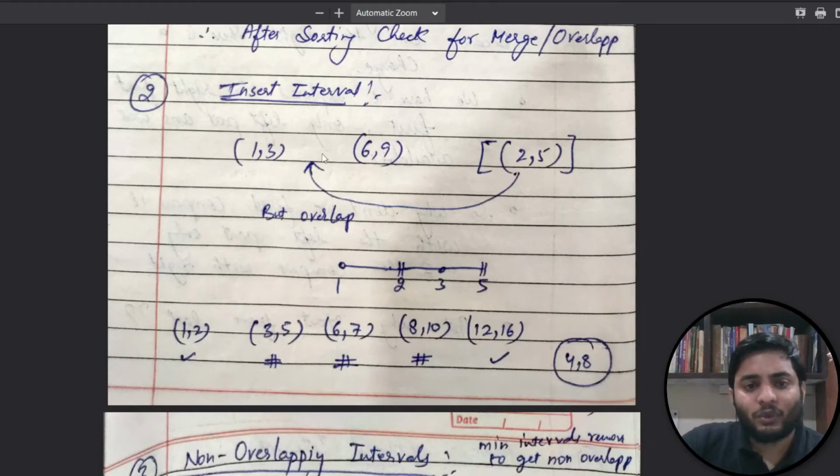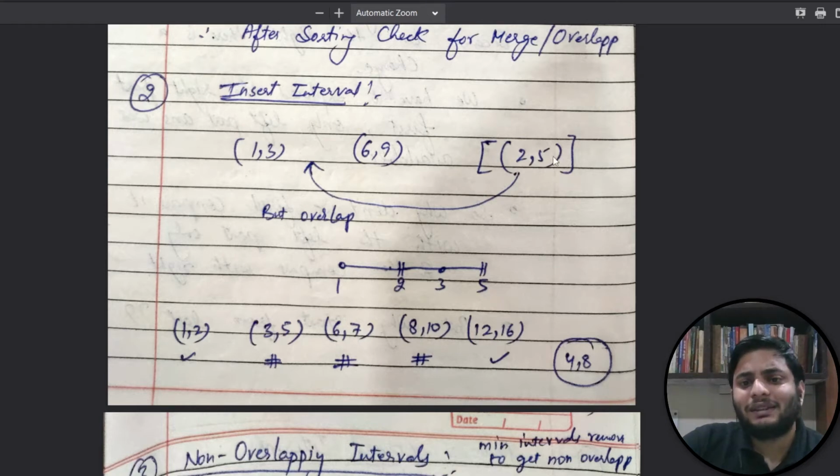The next question is insert interval. We are given some intervals and we need to insert one interval into them. Say there is 1 to 3 and this is 2 to 5, so there is overlapping between them. I showed that on a number line, 1 to 3 and 2 to 5, there is overlapping between them. So you would make it a bigger interval, right? You are inserting something and then you would make a bigger interval.